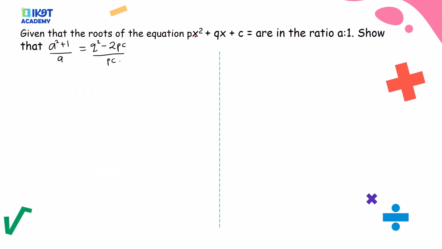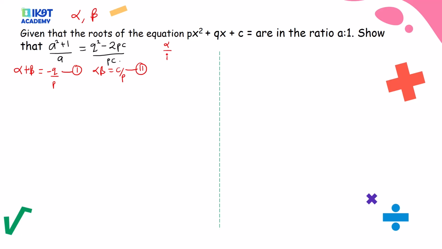So let's look at another example. Given that the roots of the quadratic equation are in a ratio of 8 to 1, show that a squared, show that it's this. So the first thing we always say, let the roots be alpha and beta. What is the sum of roots, alpha plus beta? This will be negative q out of p. Call this equation 1. What's the product of the roots? It's c out of p. Call this equation 2. Then the question has told us that they are in a ratio of 8 to 1.